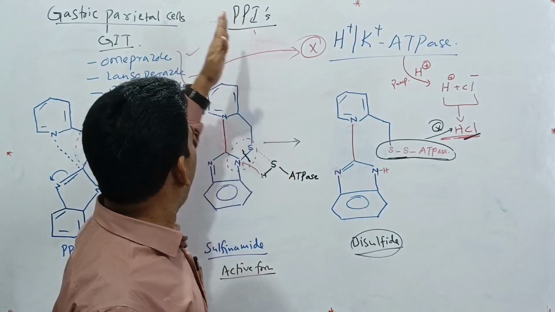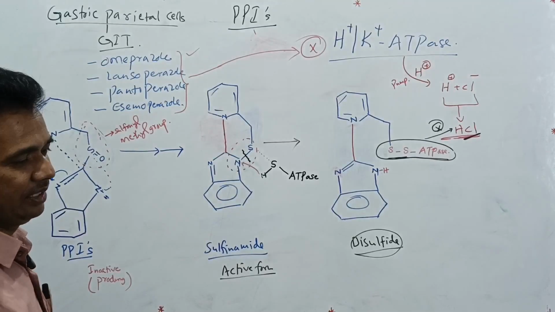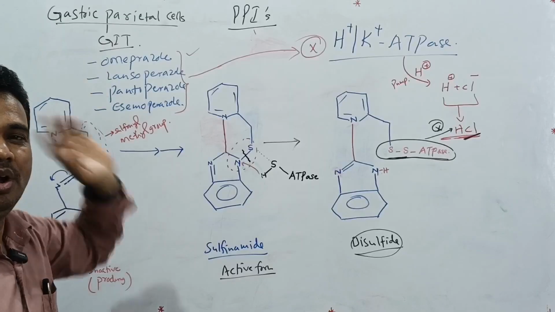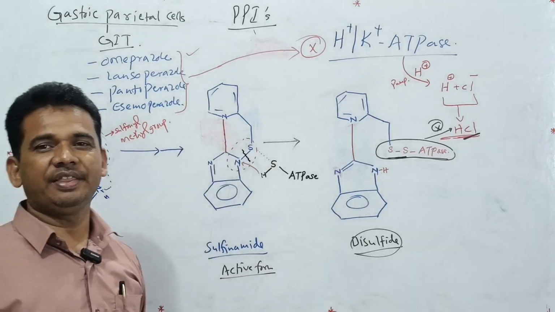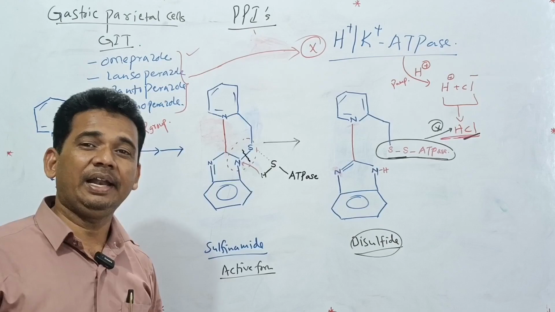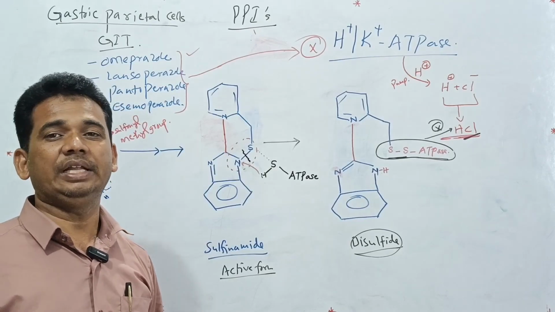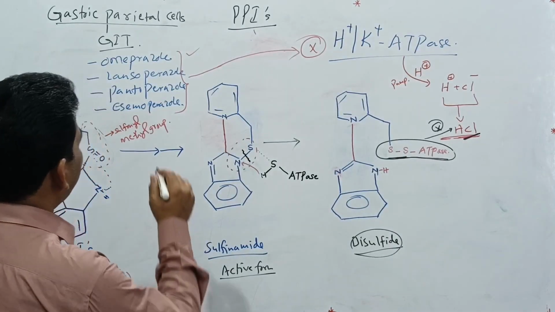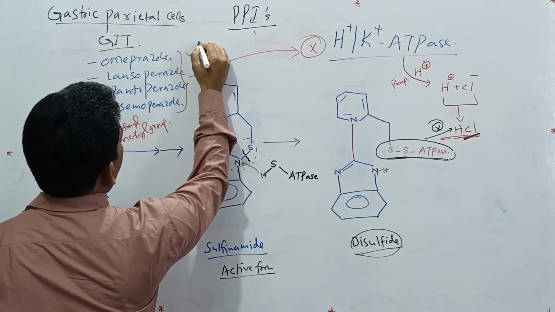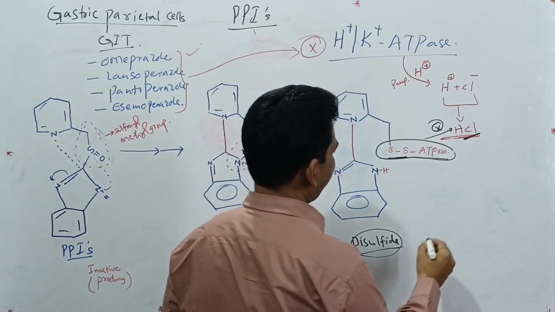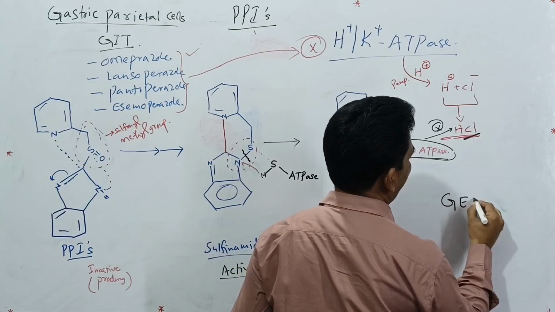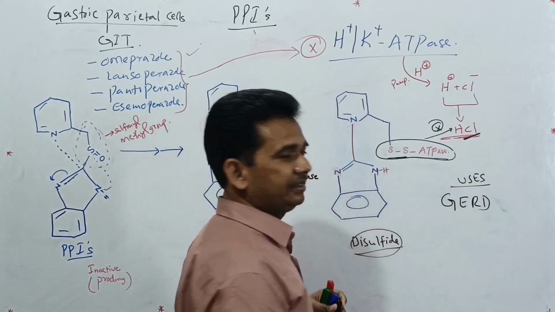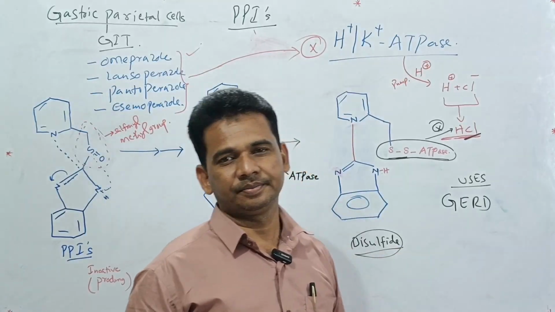That's why they are all proton pump inhibitors. You take rabeprazole, omeprazole, lansoprazole, pantoprazole, esomeprazole, all of them are useful in the various diseases related to the secretion of the acid, especially in the GIT, in the stomach. That's why, remember the applications of these drugs. These drugs are helpful in the treatment of, I will write here, GERD.